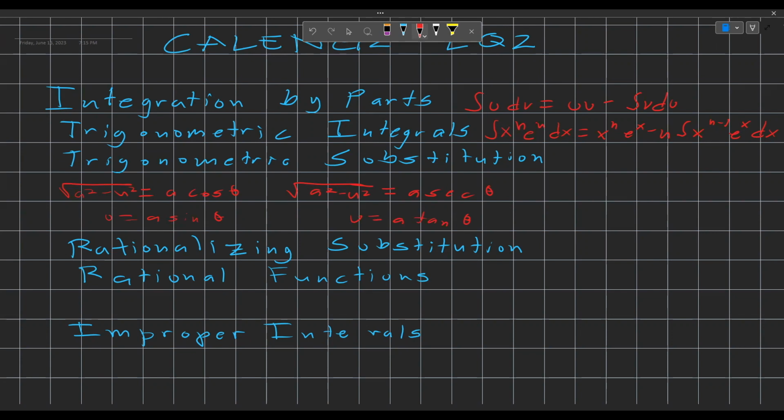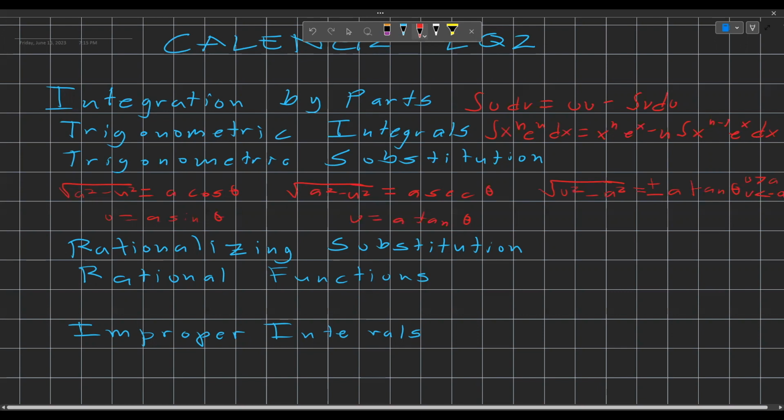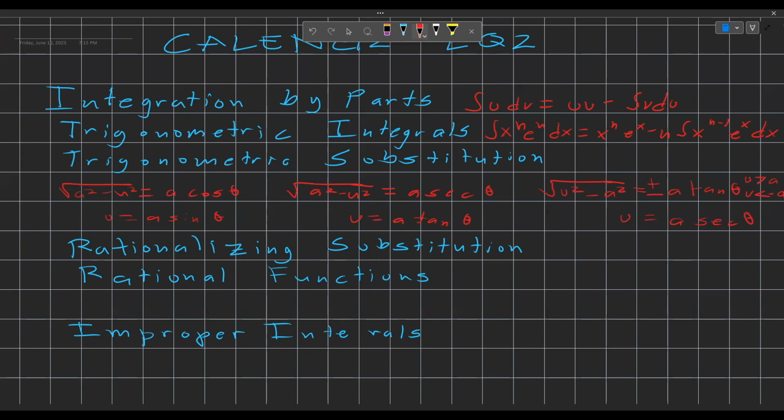For the third case, we have the square root of u squared minus a squared, and the value of this one is equal to positive or negative a tangent theta. It is positive if the value of u is greater than a. It will be negative if the value of u is less than negative a. And the value of u here is equal to a secant theta.